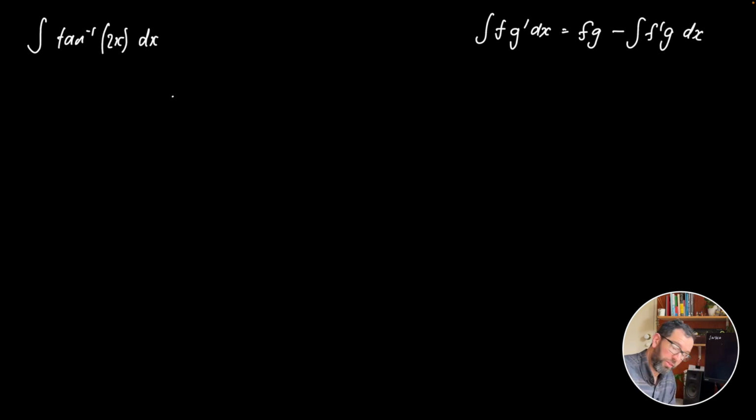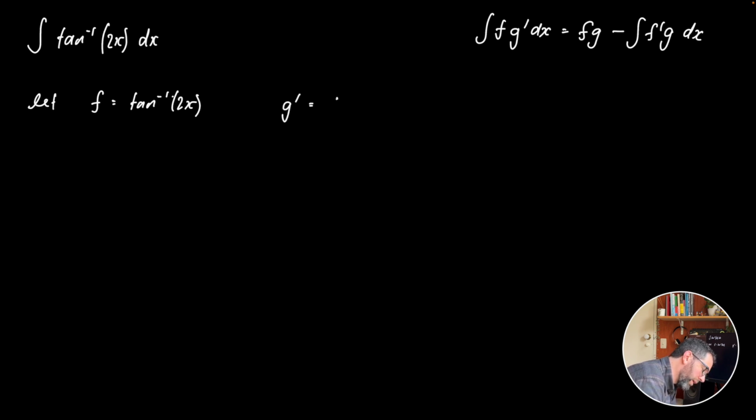Okay, so when you've got a problem like this one, and it often happens if you have a standalone logarithm as well, we'll just say that the tan inverse is going to be our f. So we'll say let f be the tan inverse of 2x, and our g prime, now that's just going to be 1, because f times g prime, tan inverse 2x times 1, is just the thing that's inside the integral. And also don't forget that tan inverse of 2x is a thing that we know how to differentiate. So remember the derivative of tan inverse of x is 1 over 1 plus x squared.